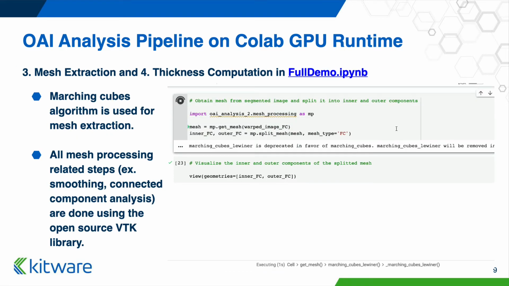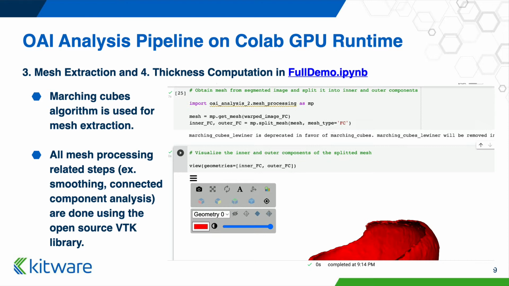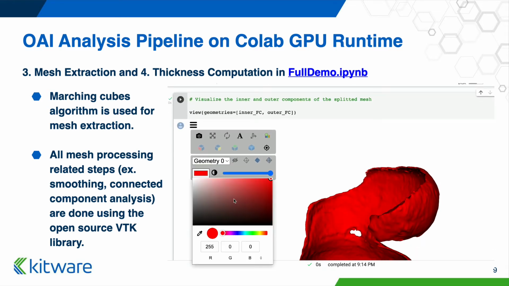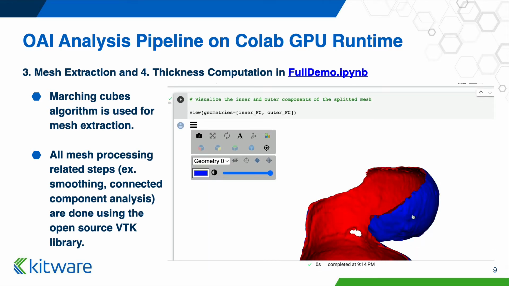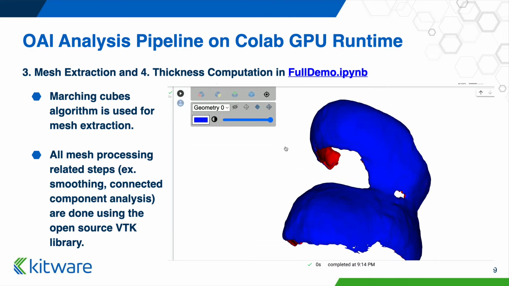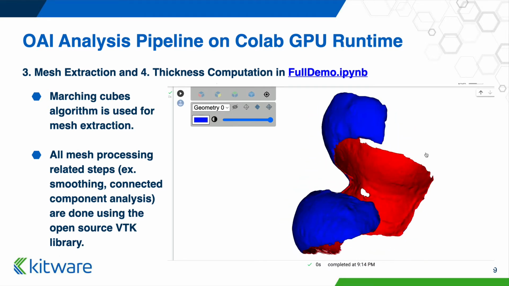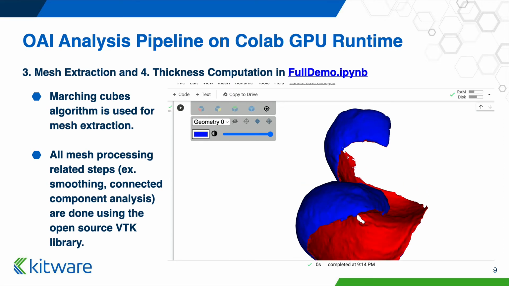To extract mesh from these probability maps, we use the marching cubes algorithm. The obtained mesh then goes through certain additional steps such as smoothing and connected component analysis to filter out small regions. For these steps, we use the open source software VTK. The mesh is then split into inner and outer components using the K-means clustering algorithm. The split components are shown here. For 3D visualization, we use the ITK widgets.